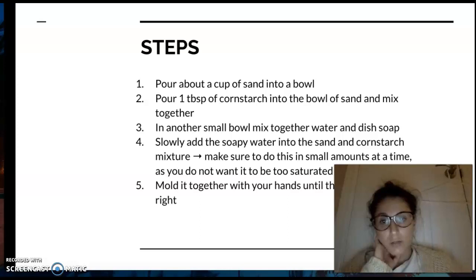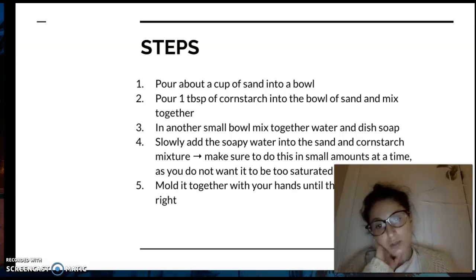So step 1, you pour about a cup of sand into a bowl. Then step 2, you pour 1 tablespoon of cornstarch into the bowl of sand and mix it together. In step 3, in another small bowl, you mix together water and dish soap. In step 4, you slowly add the soapy water into the sand and cornstarch mixture.